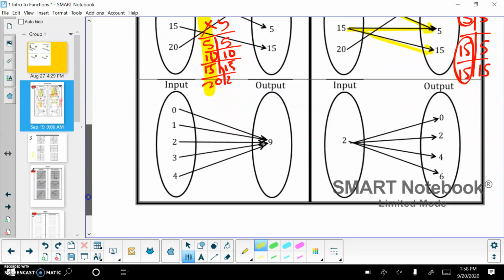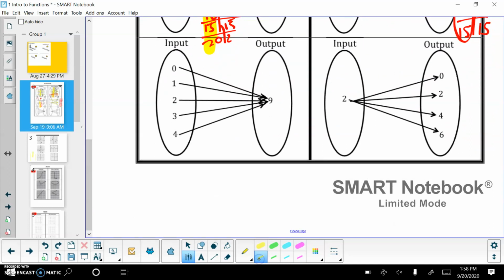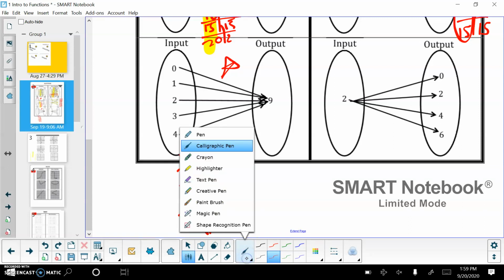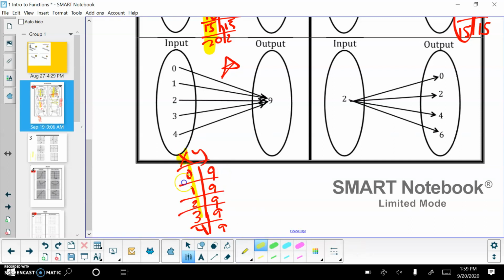If I go to my last little set on this side, once again, all of the arrows are coming out of one number each. There's not more than one number with two arrows. So if I were to make a table, 0 goes to 9, 1 goes to 9, 2 goes to 9, 3 goes to 9, and 4 goes to 9. But if I just highlight my X side, none of the X values repeat. We don't care about the Y values, it's just the X values.